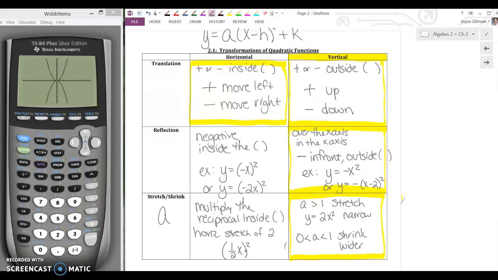Vertical stretches and shrinks, you multiply by the number outside the parentheses, period. There's nothing weird about it. You just stick that number in front of the parentheses and call it good.